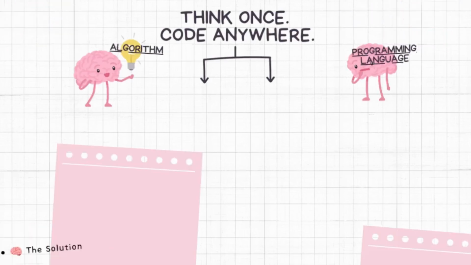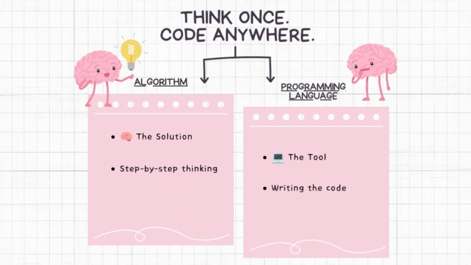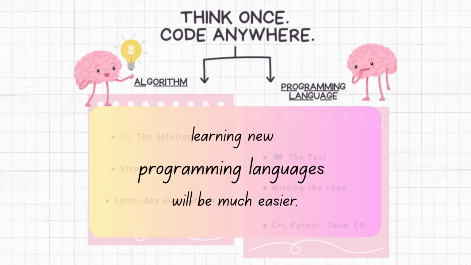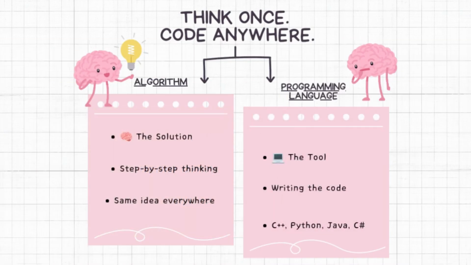Notice something very important. An algorithm doesn't belong to C++. It doesn't belong to Python. It doesn't belong to Java. An algorithm is simply the solution. A programming language is just a tool we use to translate the solution into code. And that's why if we become good at problem solving, learning new programming languages will be much easier. And that's exactly the goal of this course.